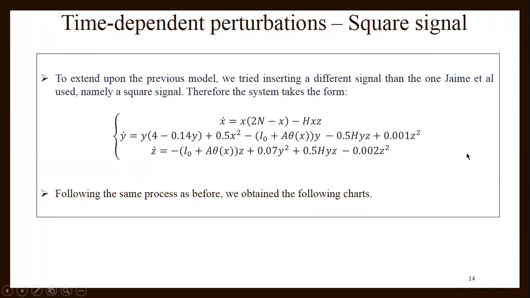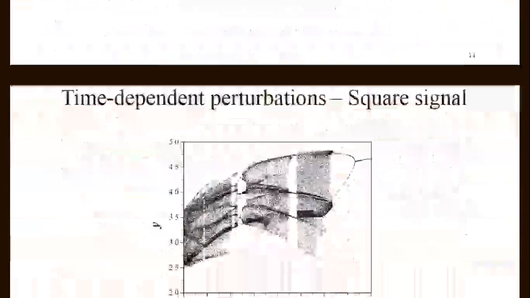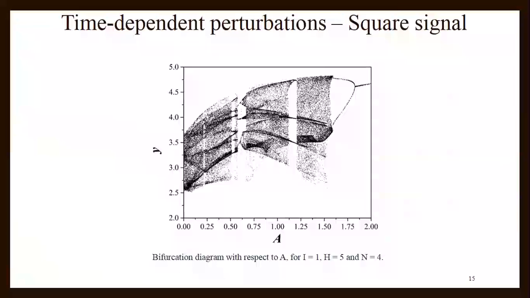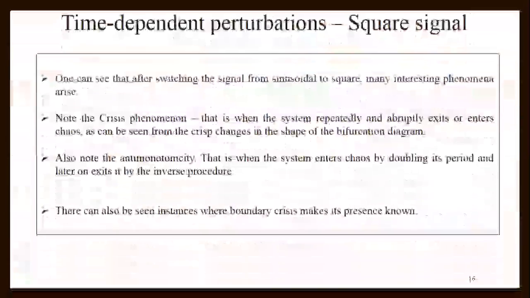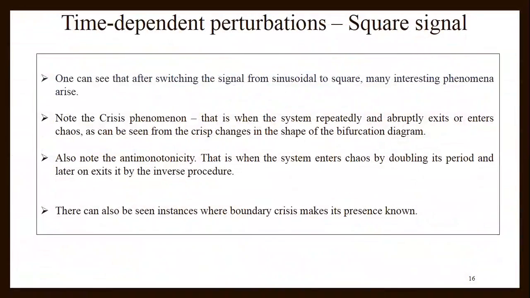And once again, we follow the same procedure as before in order to obtain the bifurcation charts. So we obtain this, which is a bifurcation diagram with respect to A, for I equals 1, eta equals 5, and n equals 4. And yes, one can see that after switching the signal from sinusoidal to square, many interesting phenomena arise.